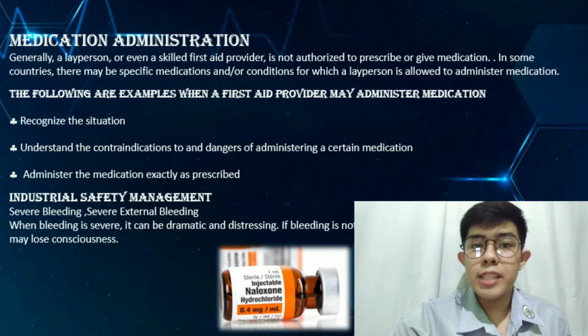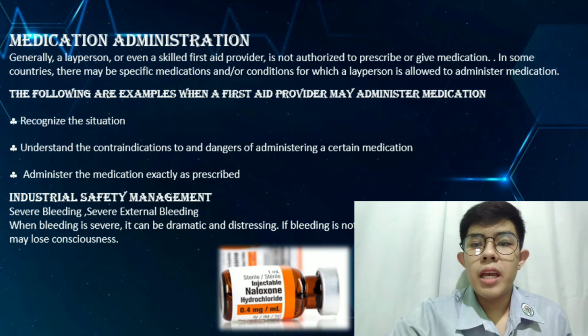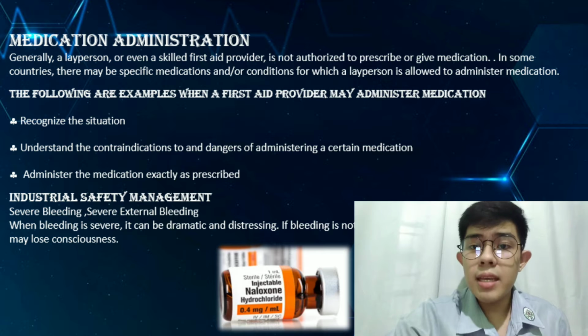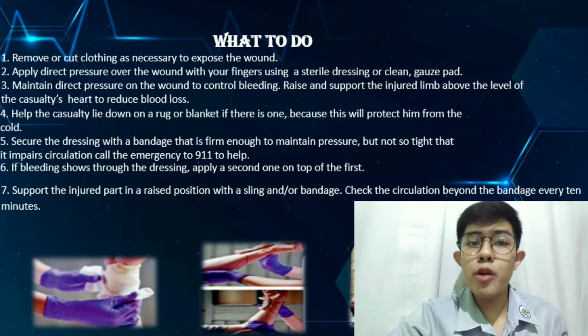So the second lesson that I tackle is all about industrial safety management. This management refers to all of the operations and events within an industry in order to protect its employees and assets by minimizing hazards, risks, accidents, and near misses, like severe bleeding and severe external bleeding.